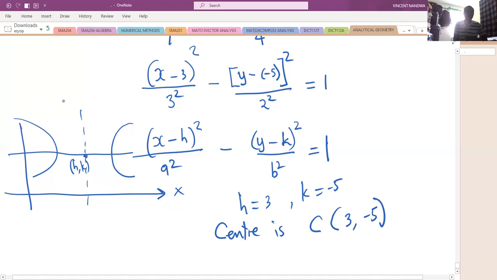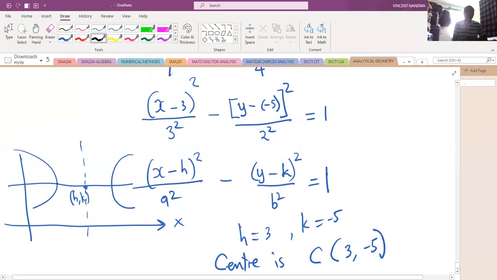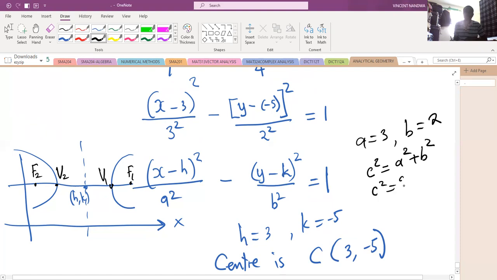And now that you know this is how the graph looks like, this is your V2, you have your F2, you have your V1, you have your F1. And you know that in this equation, a is 3 and b is 2. I know that c squared is given by a squared plus b squared. So c squared equals 9 plus 4, so c squared is 13. So c is root 13.